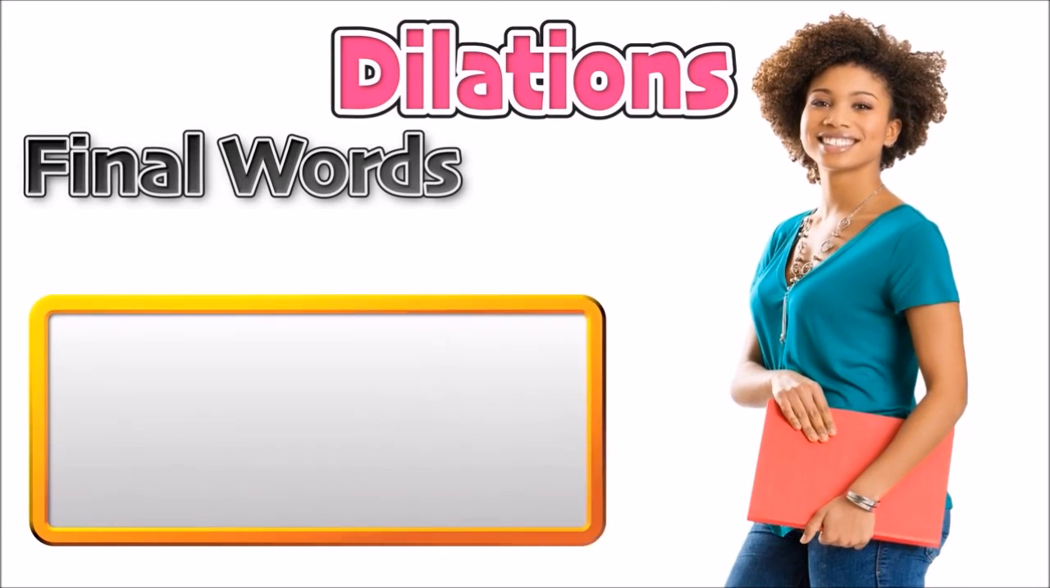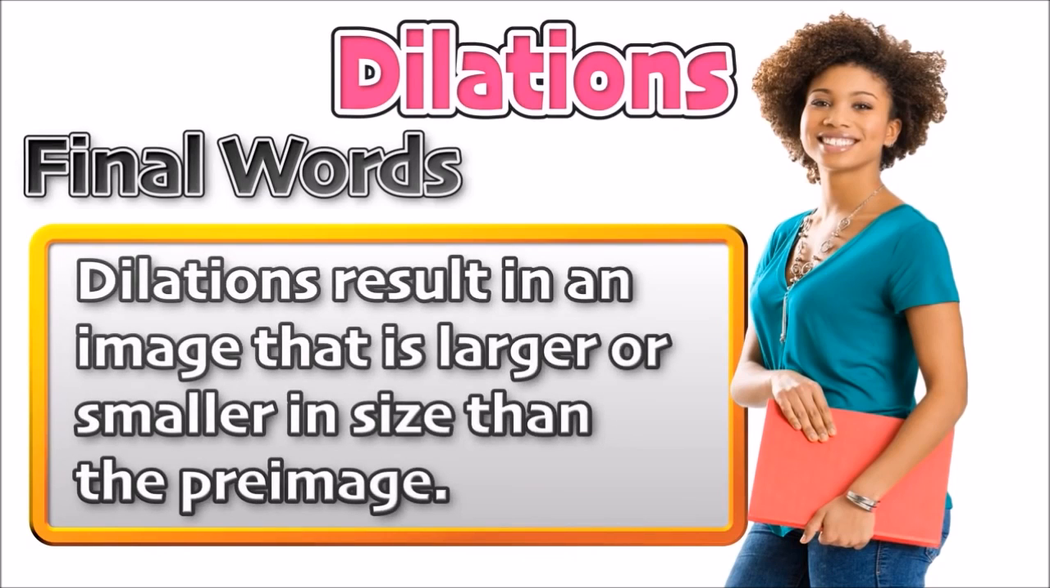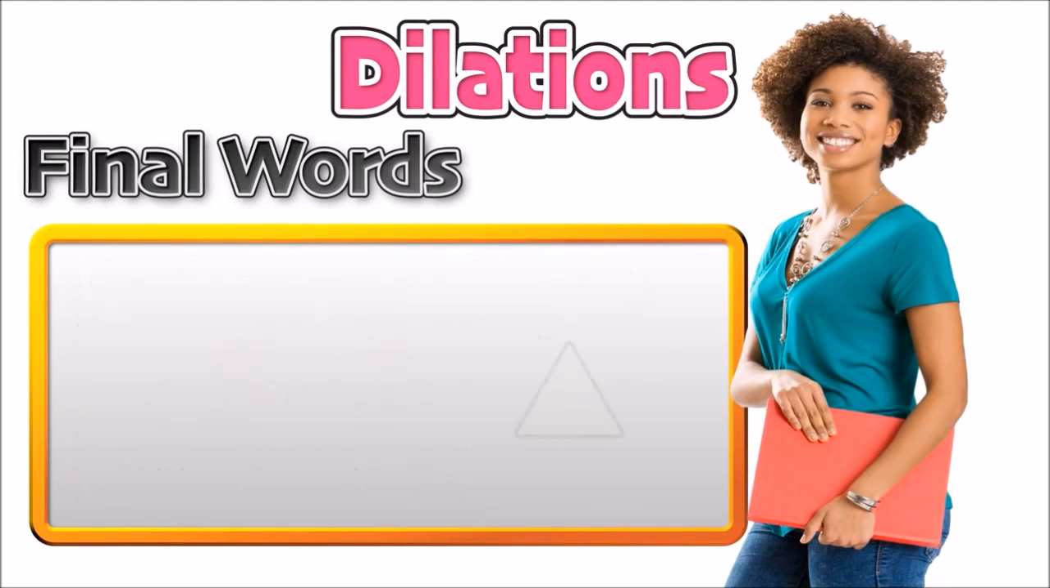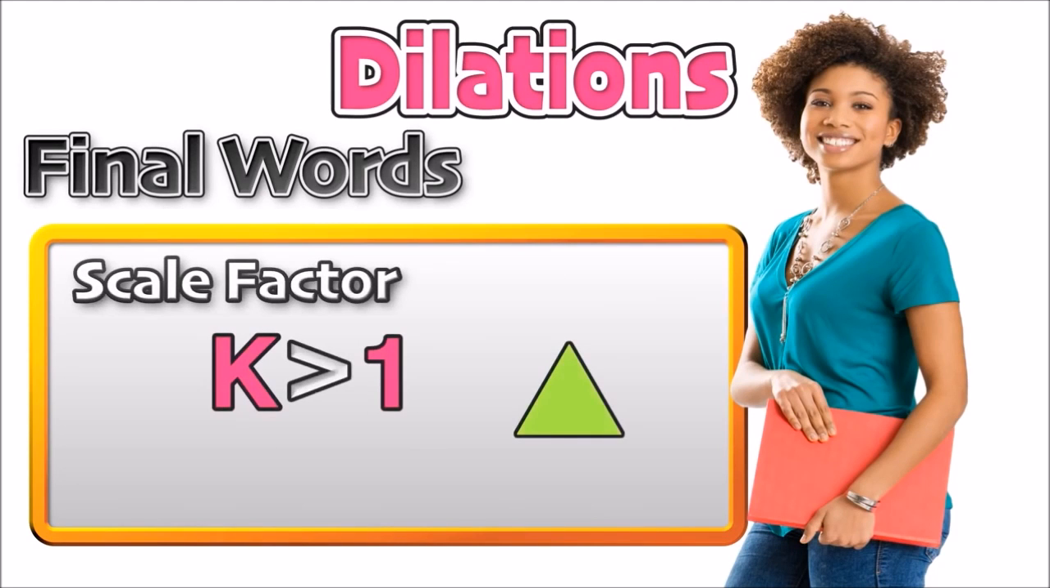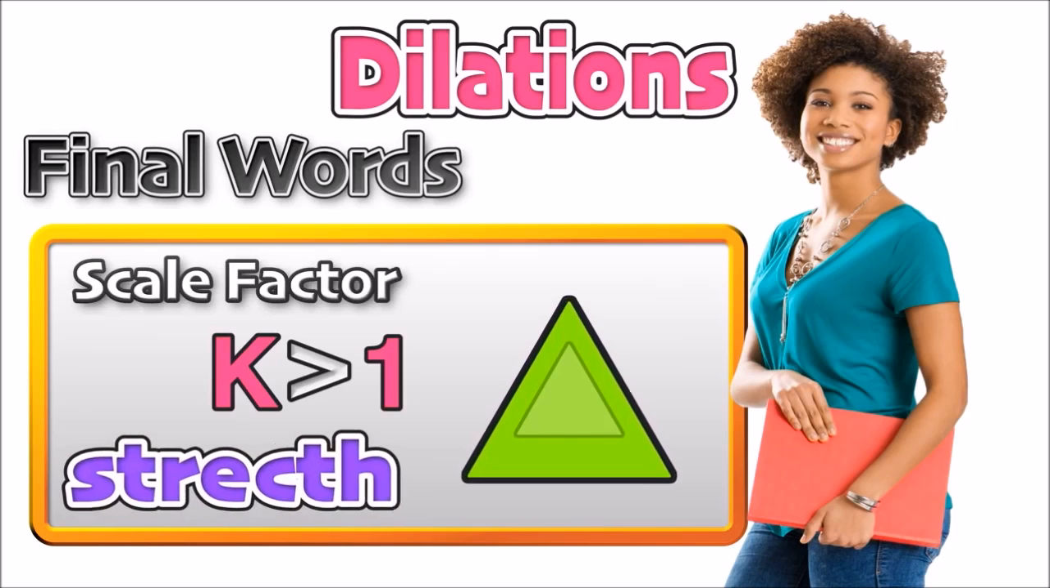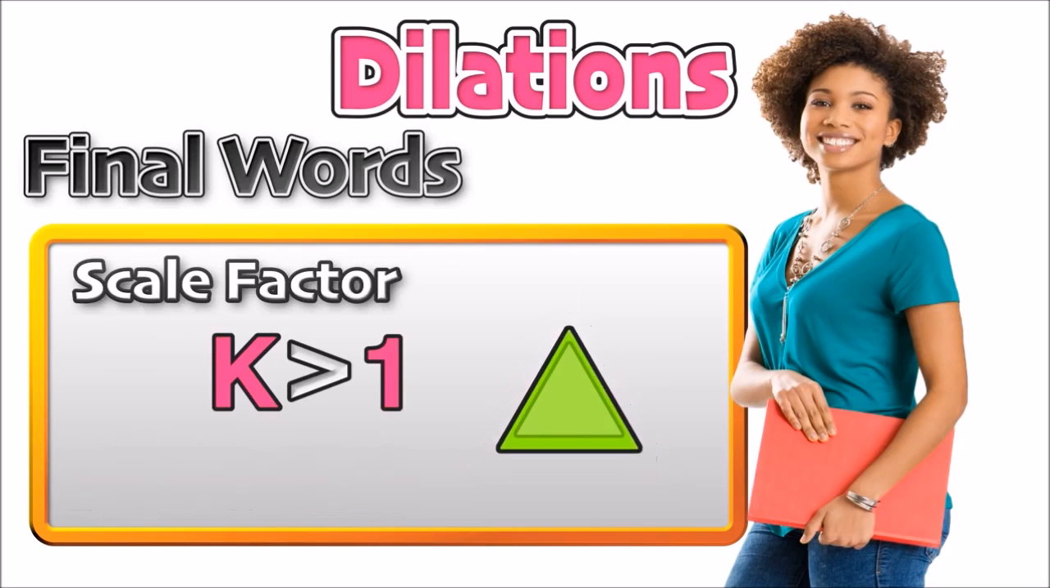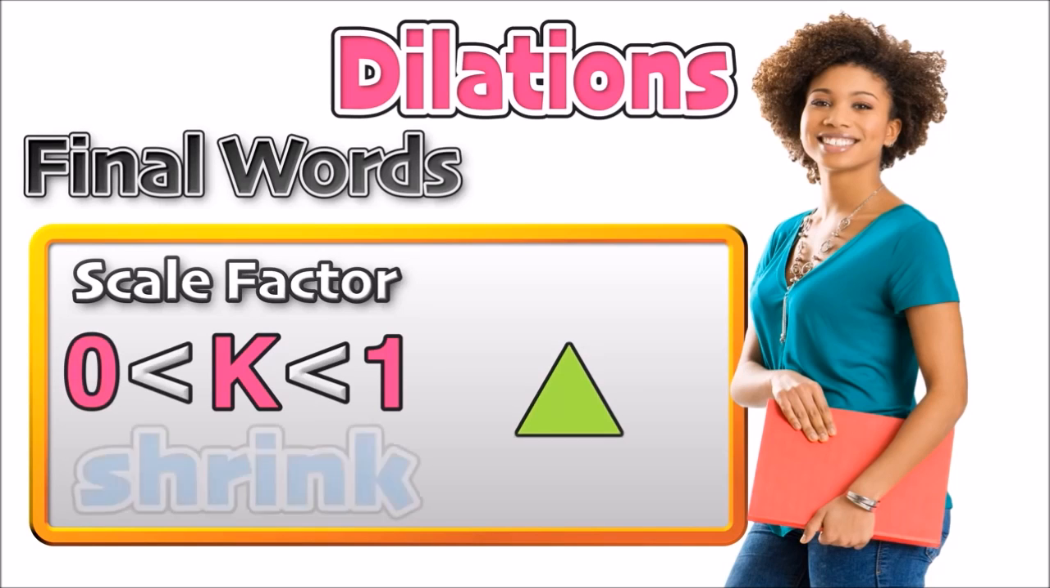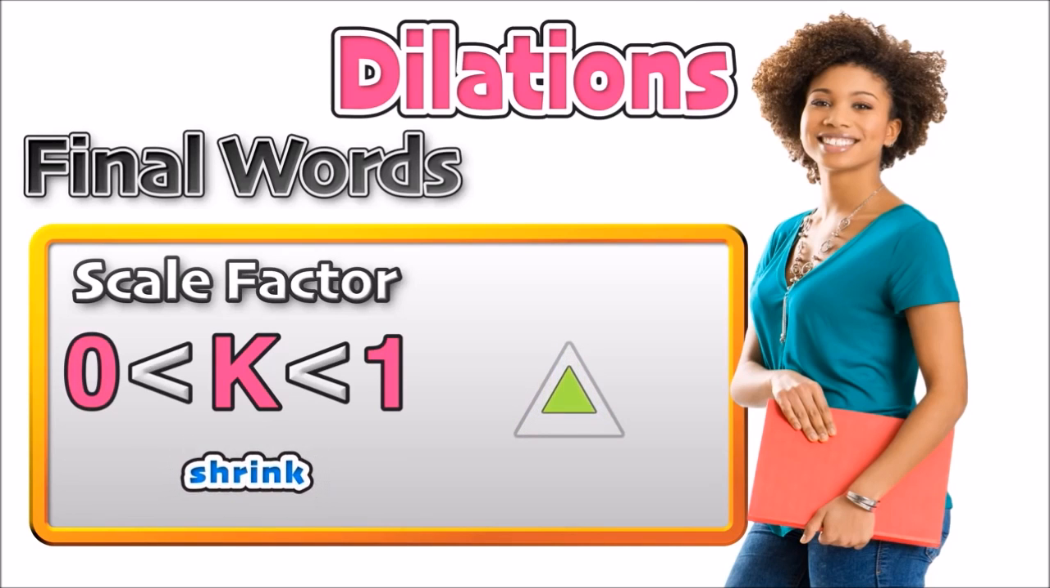Here are some final words on dilations. Dilations result in an image that is larger or smaller in size than the pre-image. When the scale factor of a dilation k is greater than 1, the image is stretched out to a larger size. When the scale factor k is less than 1 but greater than 0, the image is shrunk down to a smaller size.